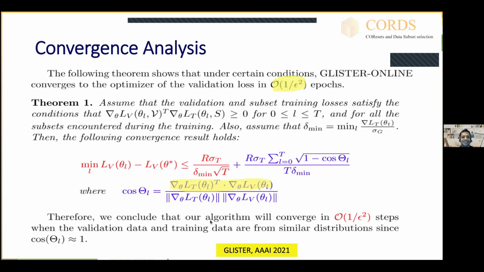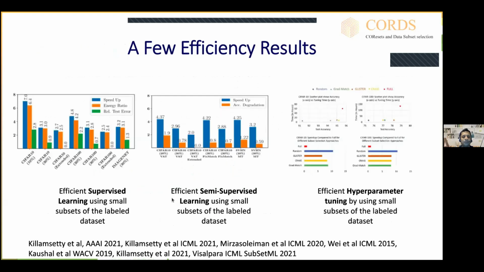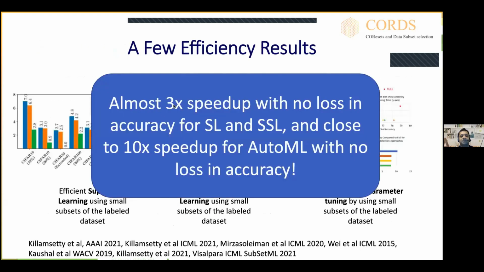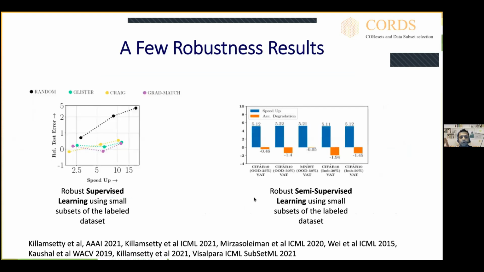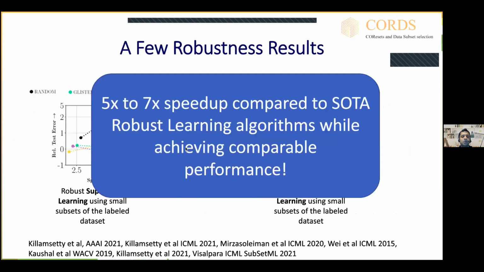Yes, thanks. So, very few efficiency results. The main takeaway is that we get almost 3x speed up with no loss in accuracy, and if you're okay with little loss, you can do better. And 10x speed up for AutoML, which is with hyperparameter tuning and no loss in accuracy. And there are also robustness results where we again see consistent speed up.